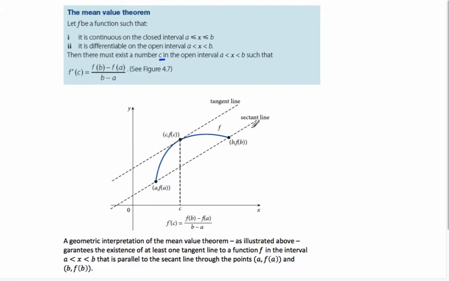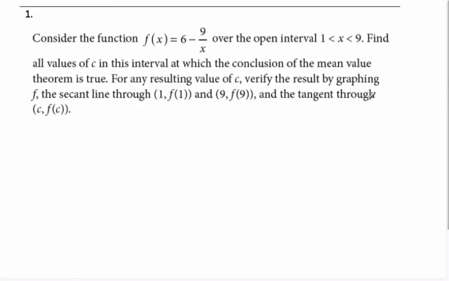So if you look at this sketch of a function right here, then we draw the secant line, which is just a straight line drawn from a to b, and the slope of that line is, well, it's right here, f of b minus f of a is the rise, and the run is b minus a. Okay, so that's the slope of the secant line, which equals the slope of this tangent, which is the derivative at c.